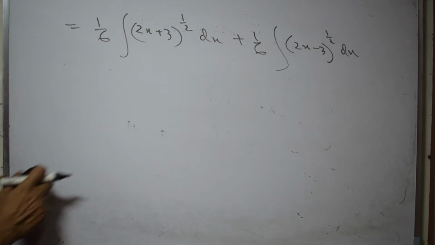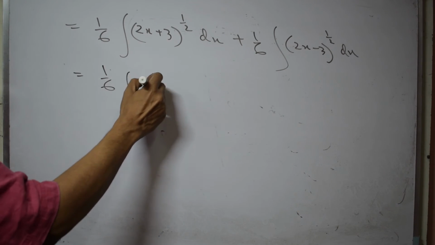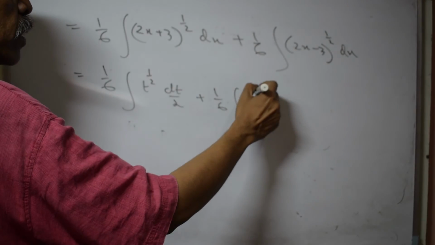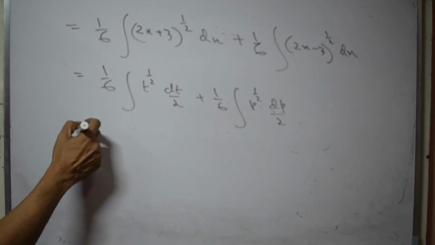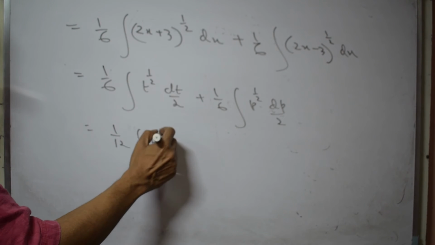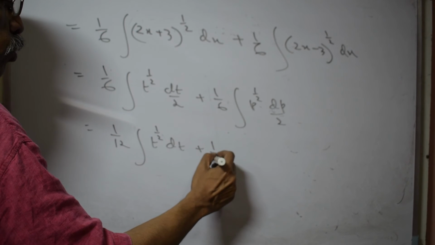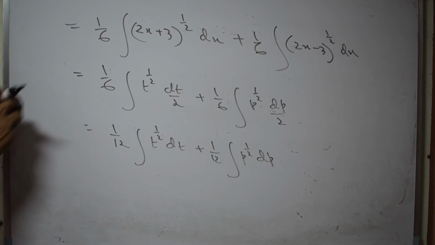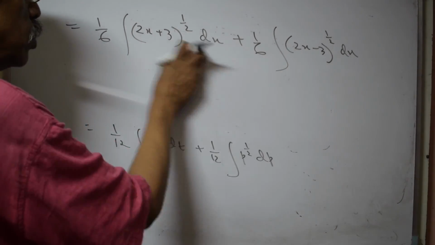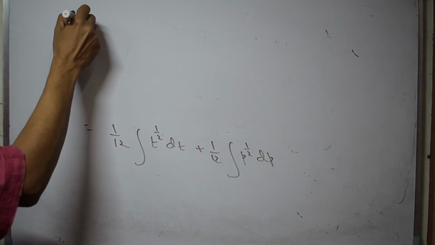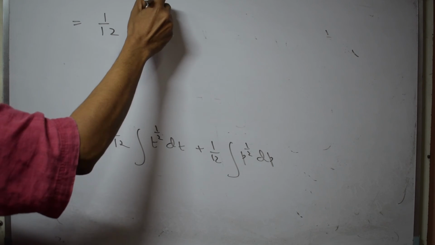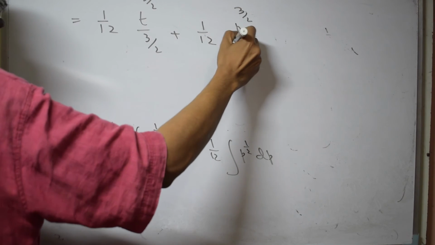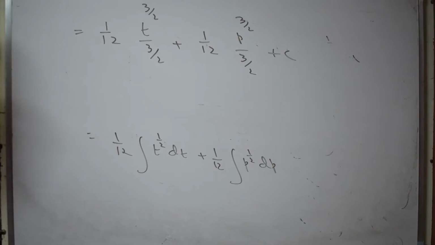That means our problem will be 1 by 6 t to the power half dt by 2 plus 1 by 6 p to the power half dp by 2. So ultimately 1 by 12 integration of t to the power half dt plus 1 by 12 integration of p to the power half dp. In both the cases we will apply the x to the power n rule, and when we apply it, our result will be 1 by 12 t to the power 3 by 2 by 3 by 2 plus 1 by 12 p to the power 3 by 2 by 3 by 2 plus c, for both the integration constants.